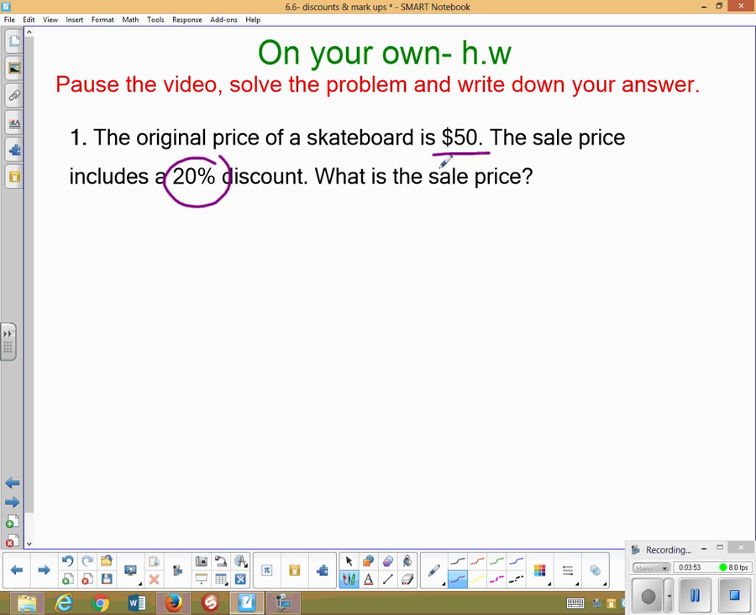So remember what of means. So what is the sale price? Remember, the amount you get first is not the sale price. That's the discount, and then you have to subtract it. So go ahead and try that, and when you're ready, go ahead and do example number 2.